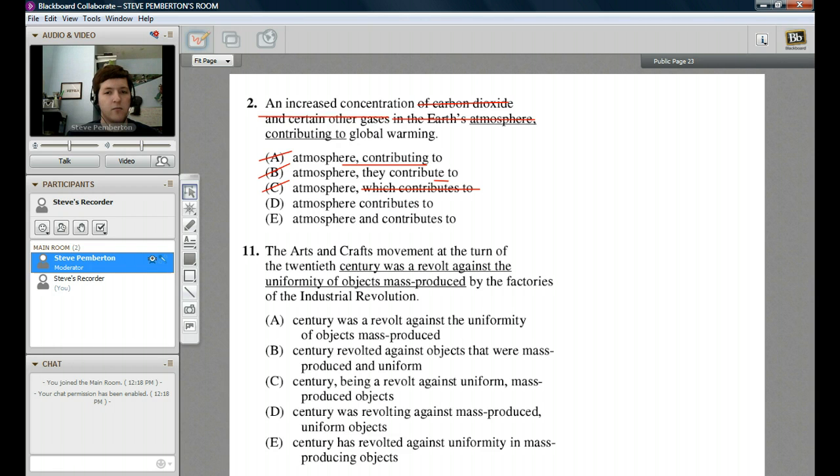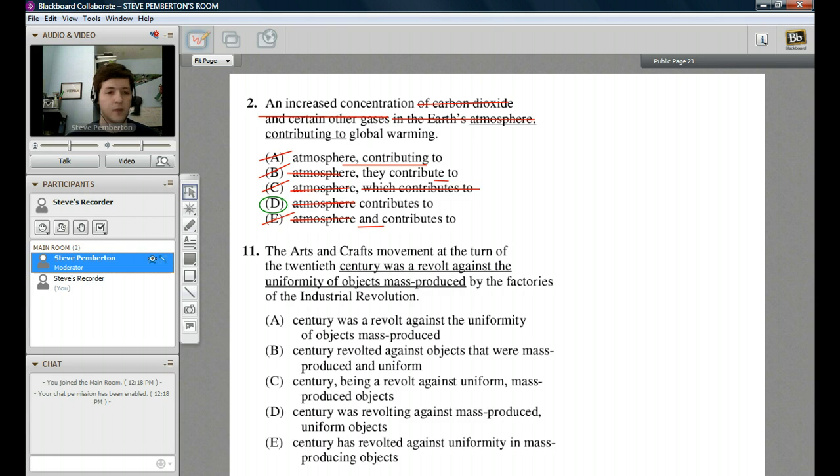For D, "an increased concentration," since they have the word atmosphere, we have to kind of read it, or we could ignore it. Just cross them off everywhere. "An increased concentration contributes to global warming." That's short and simple, probably ideal. We like short answers, unless we have to have more words. E, "an increased concentration and contributes to global warming." There's no reason to say the "and," because the core of the sentence doesn't require it. So the answer would only be D.